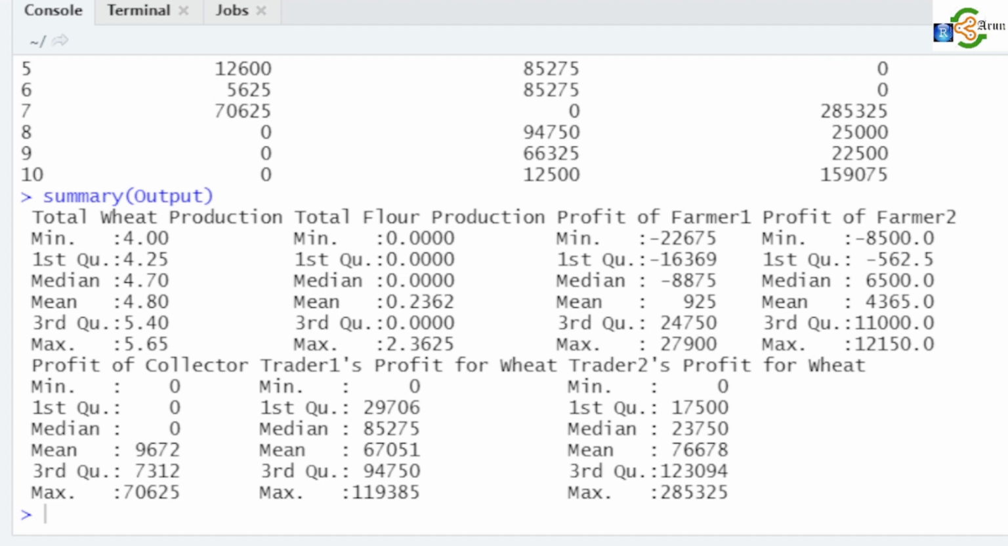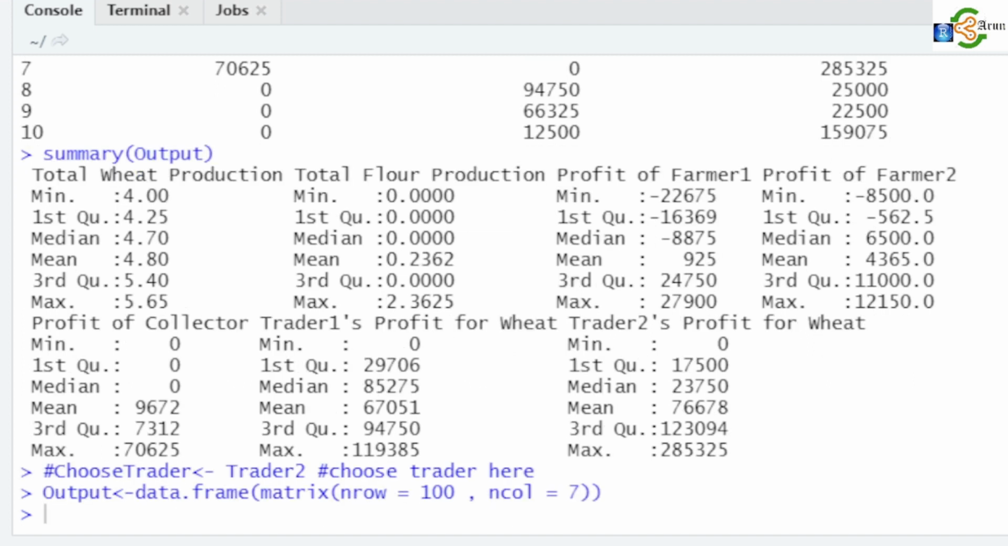Okay, so let me simulate this code again. This time we ran for just 10 simulations, then we will run it for more simulations. Okay, let's run it for 100 times. It means for example maybe 100 farmers are doing these things, or we are running these things 100 times. Okay, so let me run this simulation.